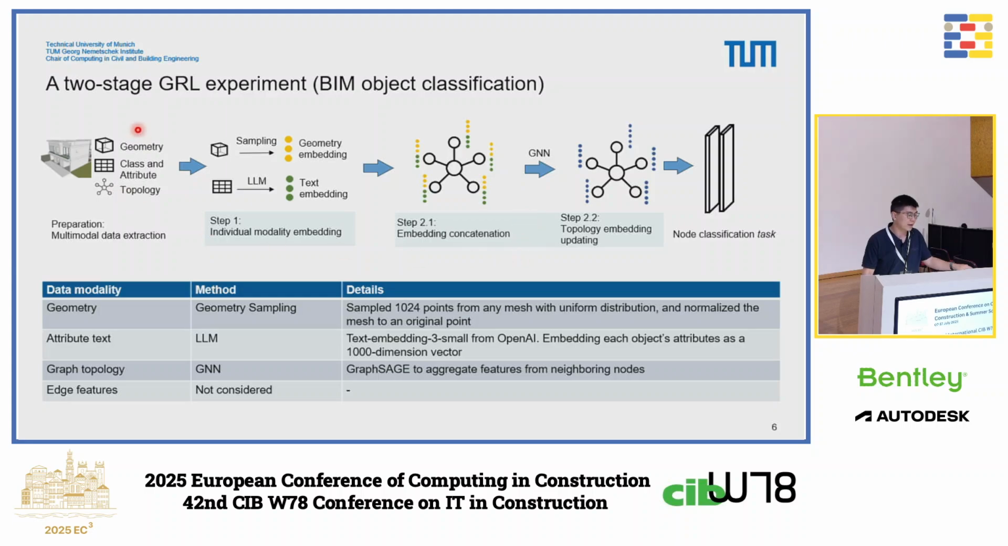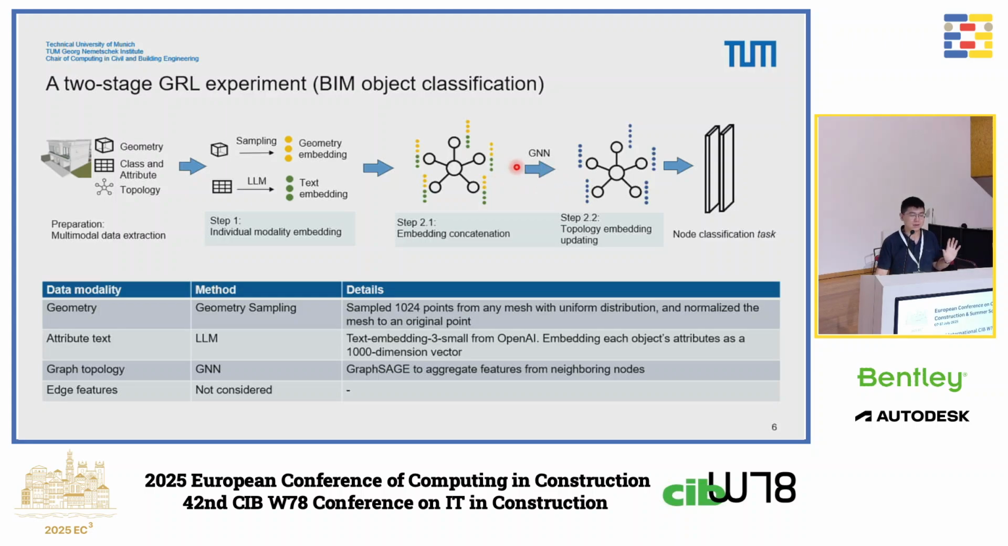We extract all the attributes and modalities from BIM models. Regardless of IFC or Revit models, we extract the modalities into geometry, classes, attributes, and topology. Then we embed those modalities one by one. We use zamping techniques to embed the geometries, and we use large language models to read the attributes and generate the text embedding. Following that, we concatenate these two modality embeddings together. Until now, we didn't consider the topology yet. So we use a GNN to leverage the topology and update the embedding.